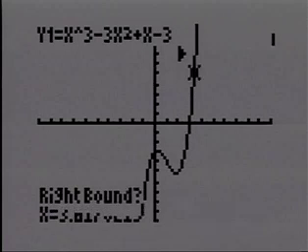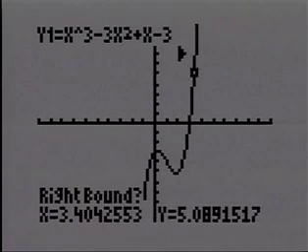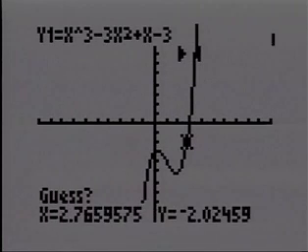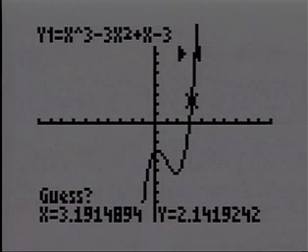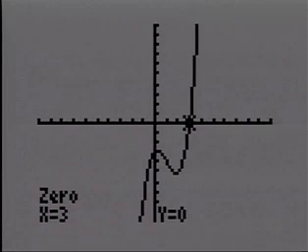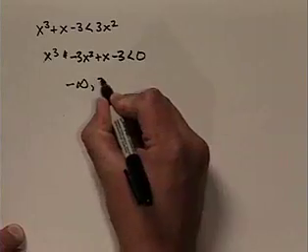And now I need a right bound, so I'll move it over here somewhere to the right of where I think the 0 is and press enter. And now it's asking me to guess, so I'll move it to right about where I think that solution is, or that 0 is. It's right about there, so press enter. And it gives me the 0 of 3. Now, since we are trying to solve an inequality, a less than, we're interested in where the graph is below the x-axis. And this graph is below the x-axis for x's to the left of 3. And so I know the solution is the interval from negative infinity to 3.